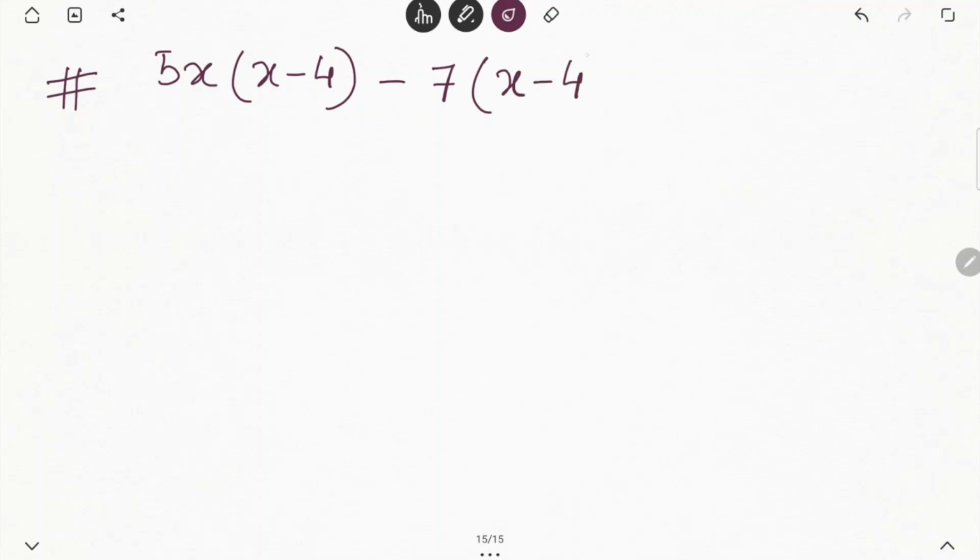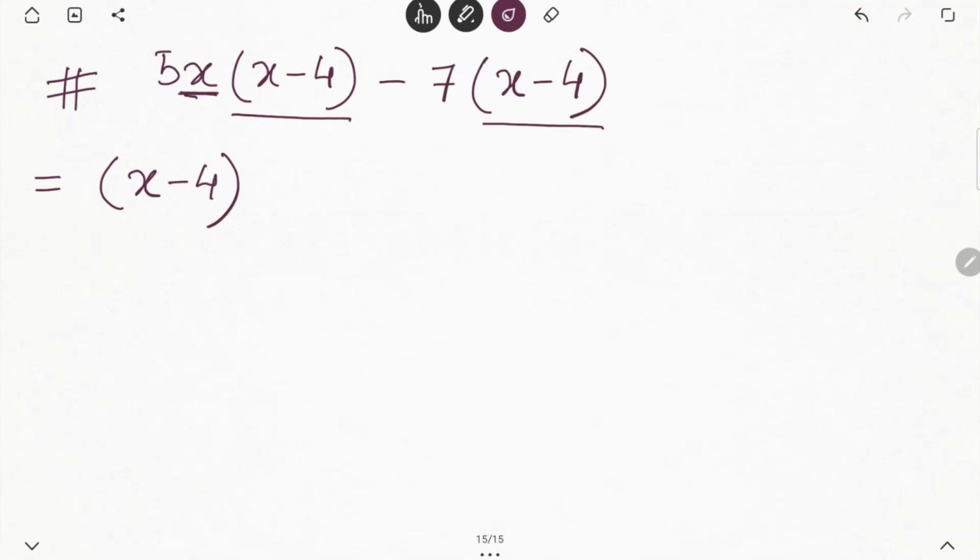Let us take a few more examples. Suppose 5x into x minus 4 minus 7 into x minus 4. So in this part, what you can see is that from the numbers 5 and 7, no factors are common. Okay. Now next is x, but x is not there in both the terms. Next is x minus 4. So what can I find? I can find x minus 4 in both the terms. So I can say that we can take out x minus 4 common.